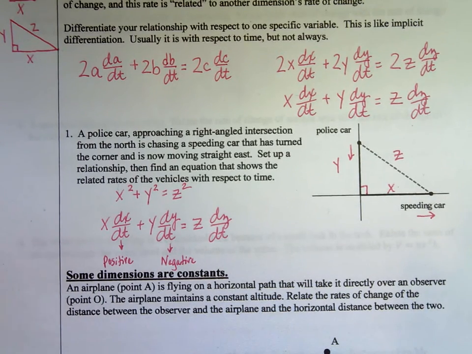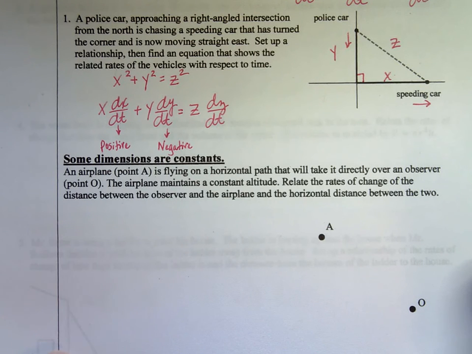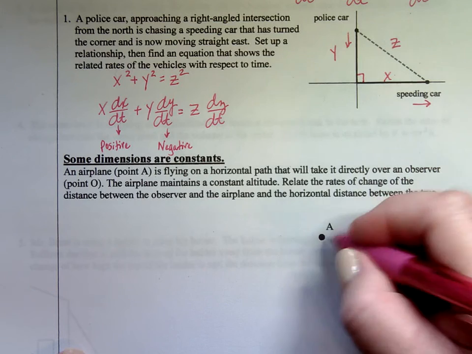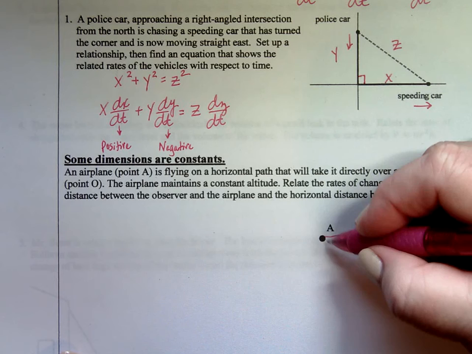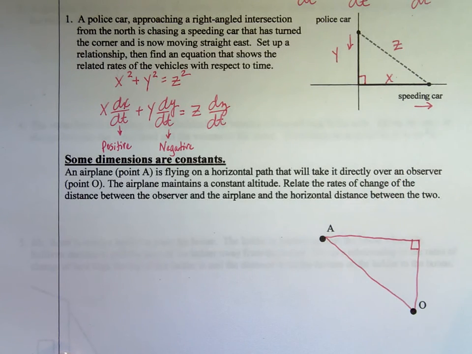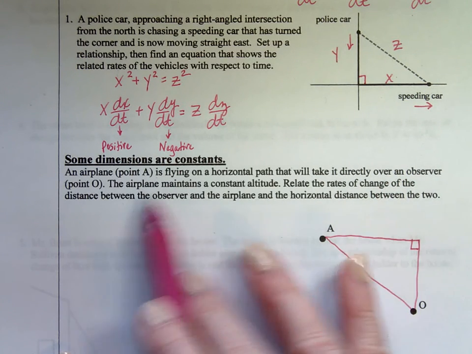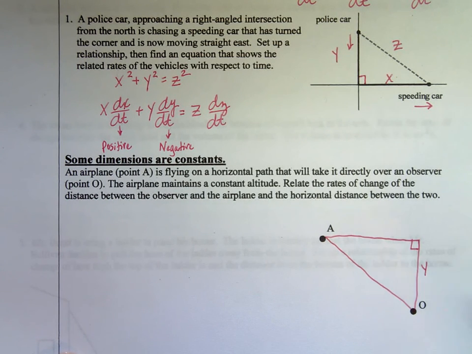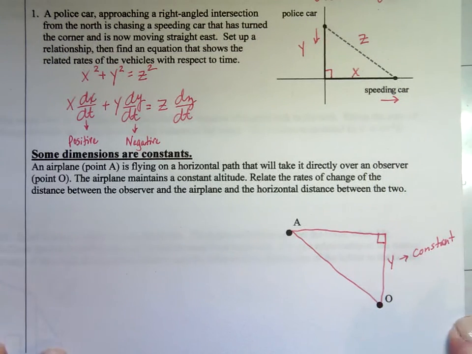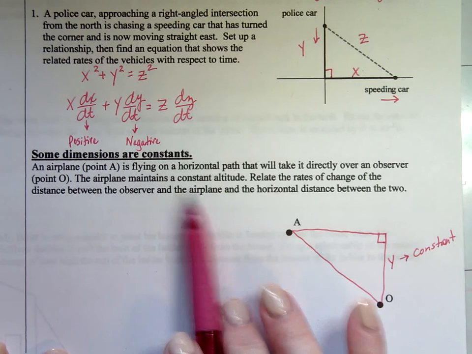All right, here's the last note example. An airplane, point A, is an airplane flying on a horizontal path that will take it directly over an observer at point O. So the plane's going to take it directly over this observer. Ooh, I had a right triangle. The airplane maintains a constant altitude. Well, altitude is this height. Again, we're going to call it the y value, and this is a constant. That's going to kind of be nice to us in just a couple minutes.